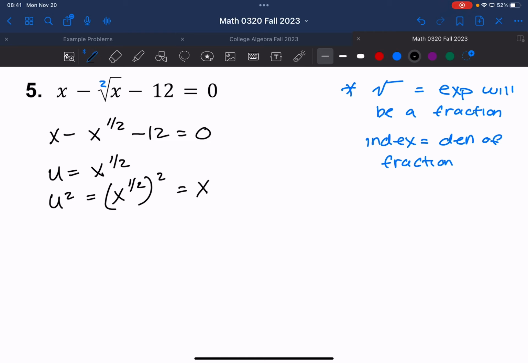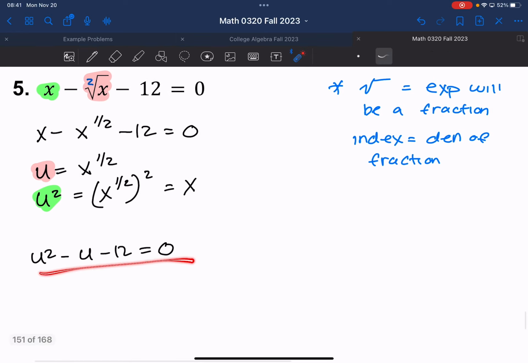And I see an x up in my problem. Okay, because I see that this x right here is my u squared, and this square root of x right here is my u. So plugging that back in, I have u squared minus u minus 12 equals 0. Again, we do use substitution because this is a lot easier to factor than our original problem.